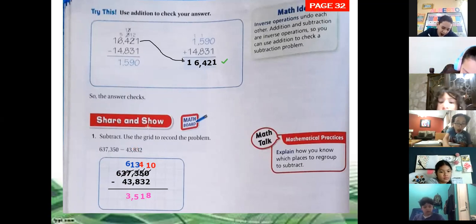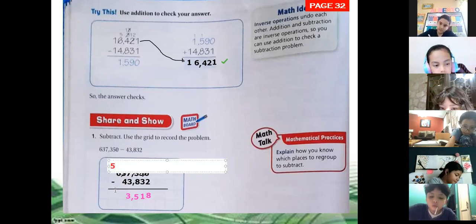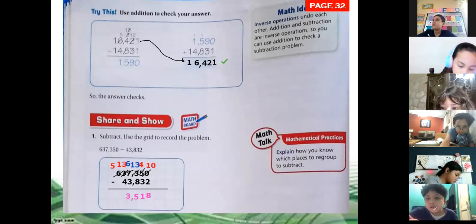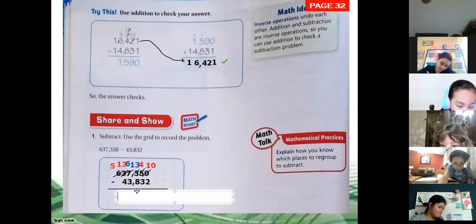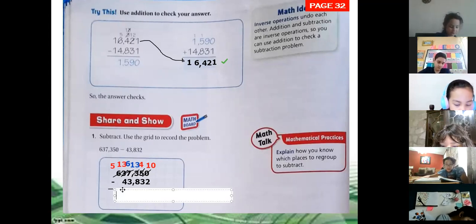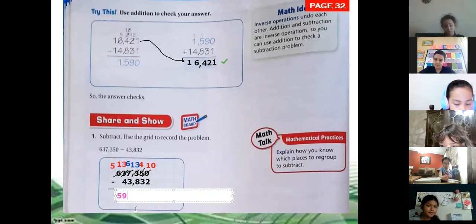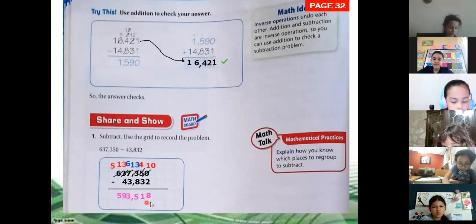3 is going to become 13, remember. I'm going to write here, 13. And number 6 is going to become number 5. So now 13 minus 4, what's the answer of 13 minus 4? 9. That's right. And 5 minus 0, it's 5. If you say 63 minus 4, you get 59. It's the same. So you can say 63 minus 4 equals 59, or you solve 13 minus 4 equals 9 and 5 minus 0, 59. So we have our answer, 593,518.